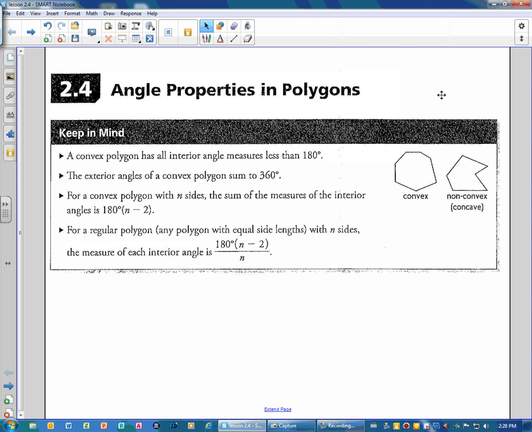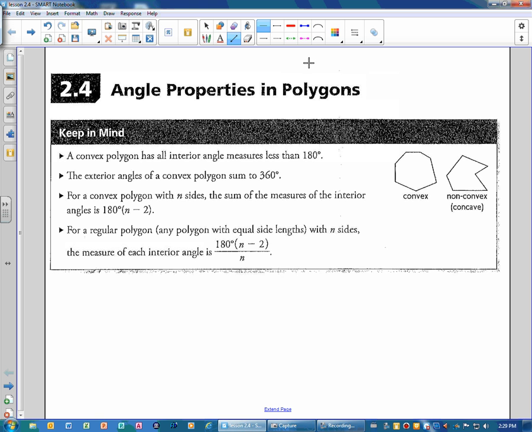Right, so let's talk about angle properties in polygons, or section 2.4 in your textbook. There are 4 points it asks you to keep in mind here. First of all, it says a convex polygon has all interior angle measures less than 180 degrees.